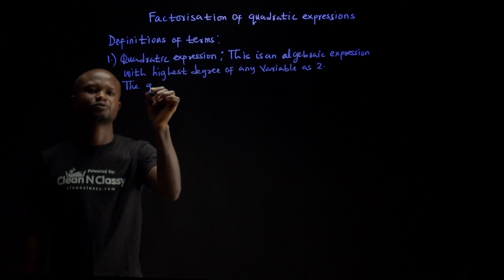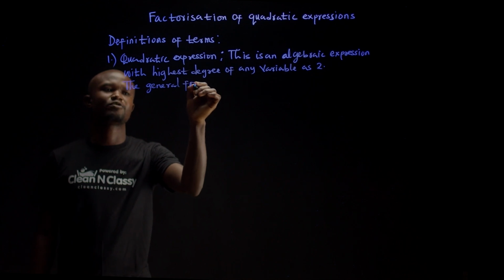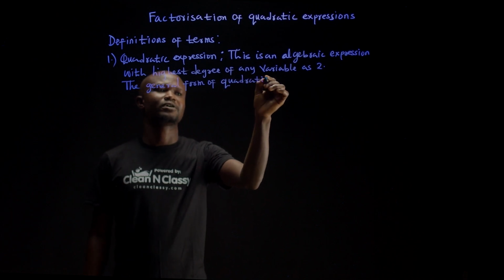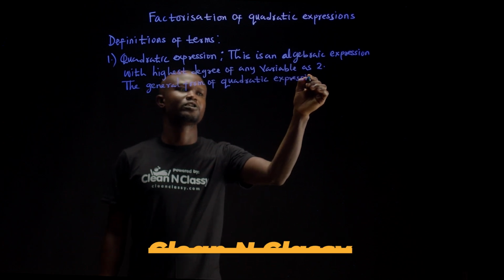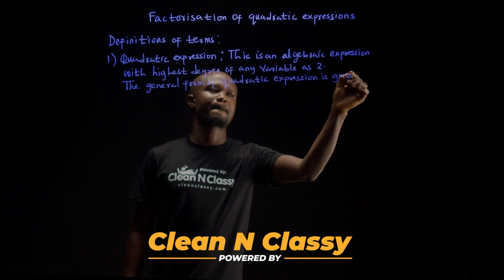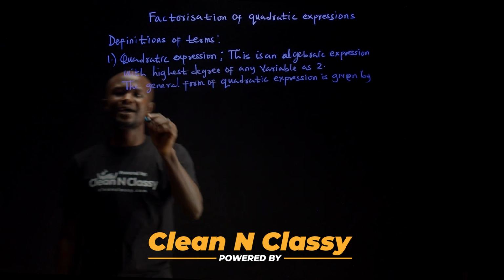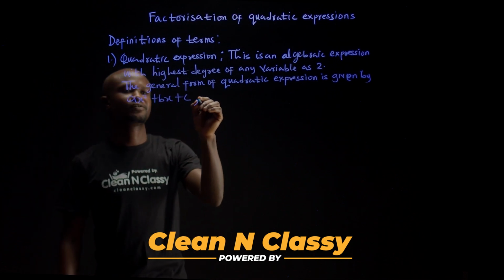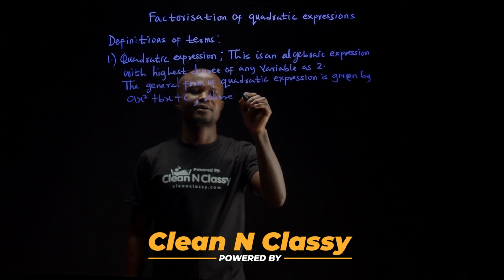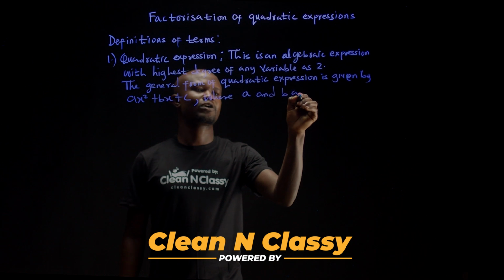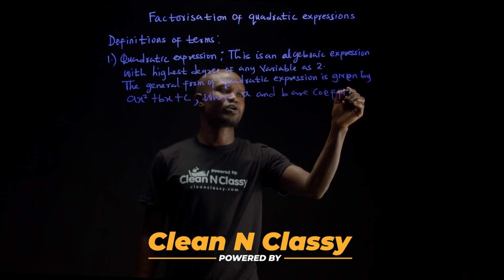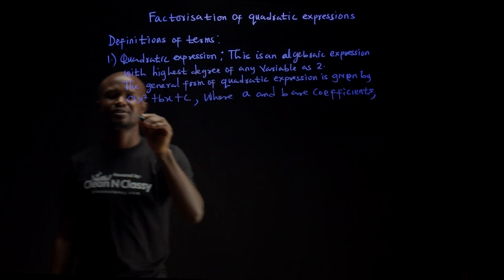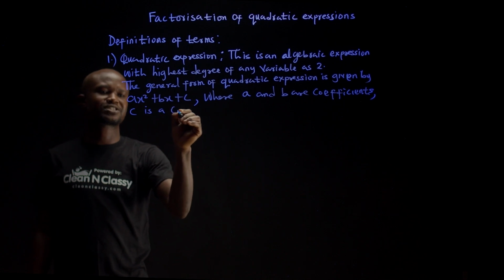The general form of quadratic expression is given by ax squared plus bx plus c, where a and b are coefficients. C is a constant term.